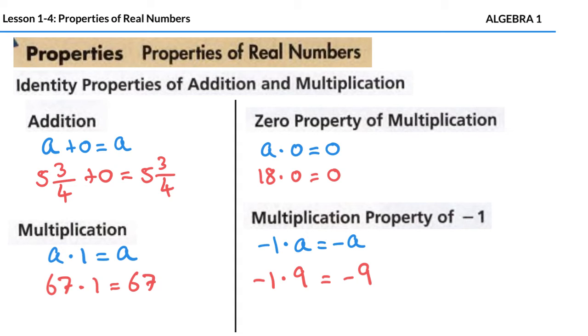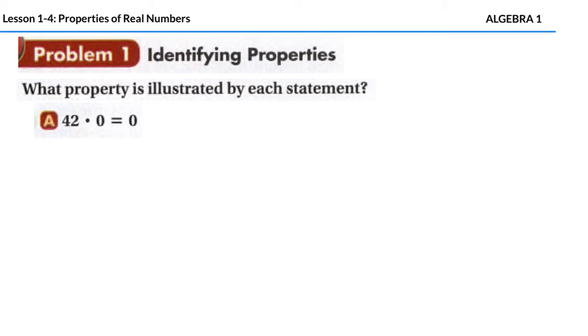Based upon these and the understanding of these properties, let us work out few problems. Let us try this. Identifying properties. What property is illustrated by its statement? 42 times 0 is equal to 0. Can you guess what property is illustrated by this? When any number is multiplied with 0, you get 0. So, what property is this? This is the 0 property of multiplication. Good. Let us take another one.